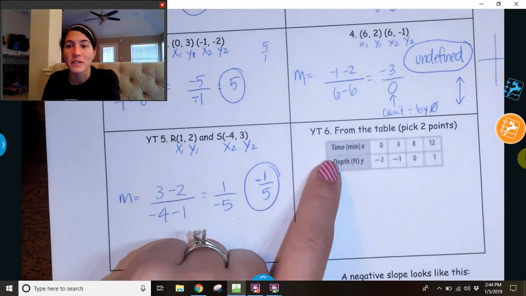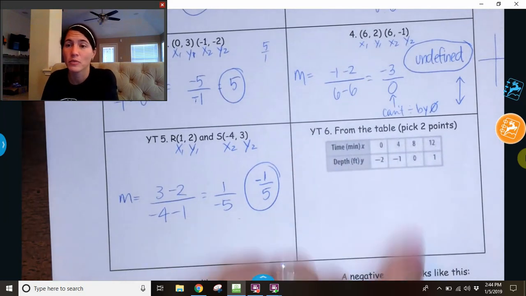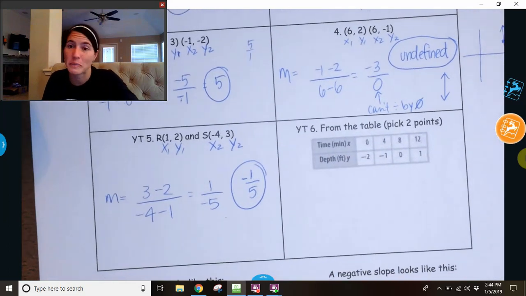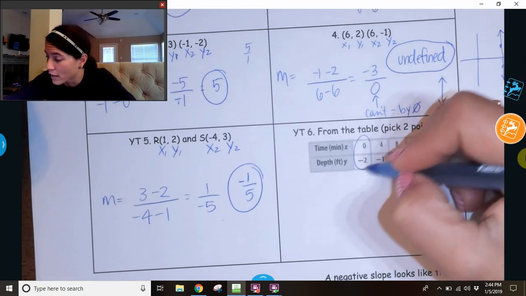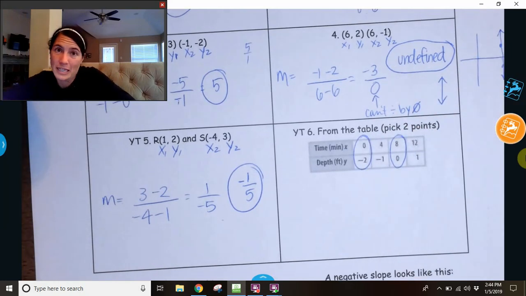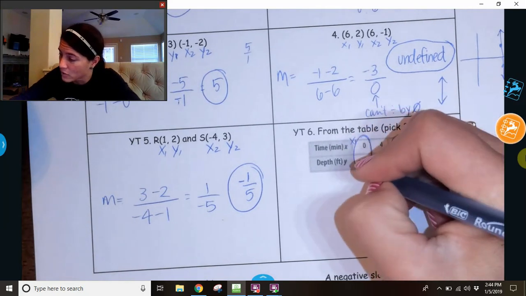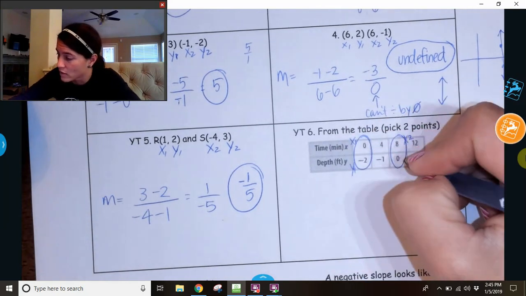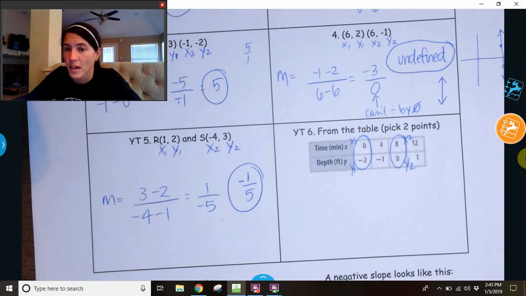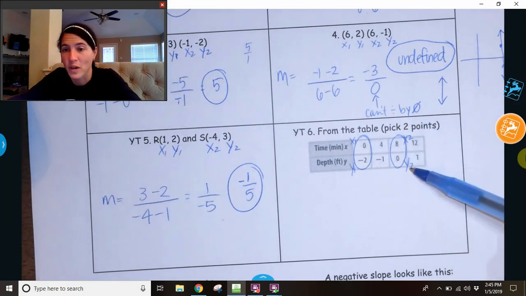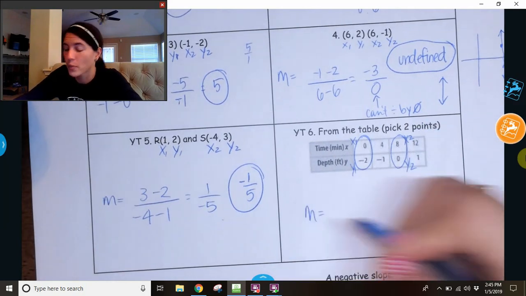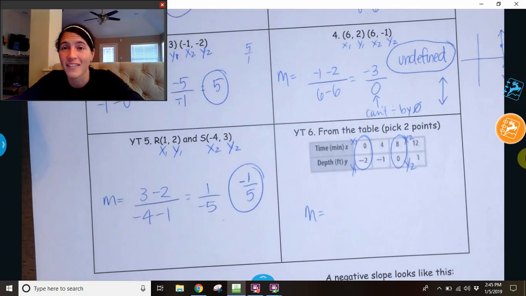Okay? So from the table, you try, but from the table, you're going to pick 2 points. It doesn't matter to me which 2 points you pick. Pick the ones with zeros. That seems probably the easiest. Pick those 2 points. So you have an x1 and a y1, and you have an x2 and a y2. So now that you have an x1, y1, x2, y2, put it into your formula, press pause, you find the slope, and then we'll press play.